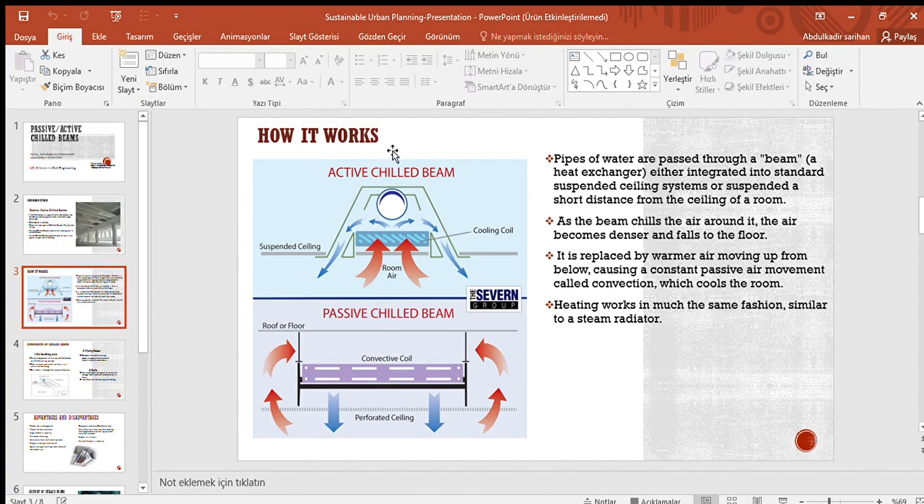And how does it work? It's quite easy to understand. It really has a simple system. Here, the first picture is an active chill beam. Here, there is a gap for ventilation. The air comes from here and goes out through these two nozzles into the room.